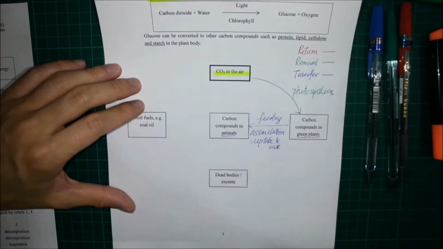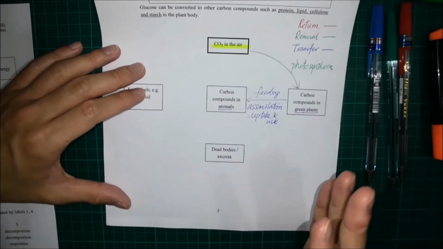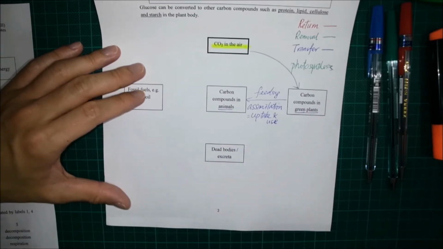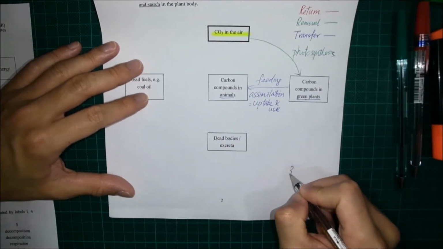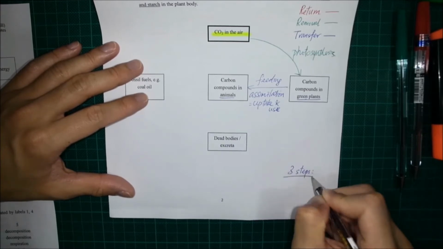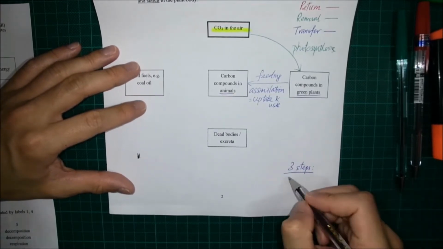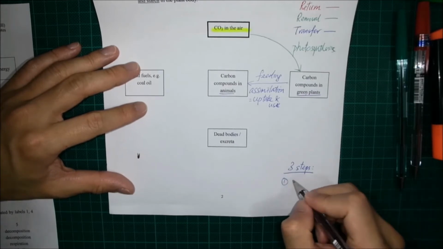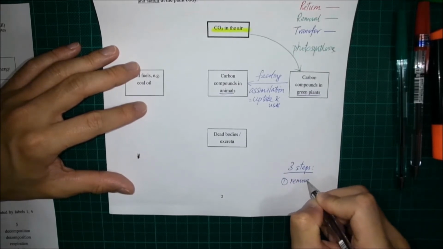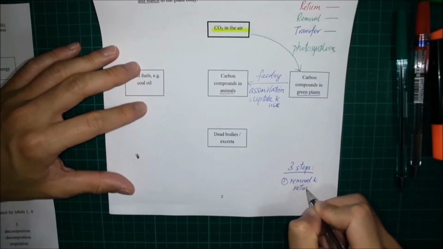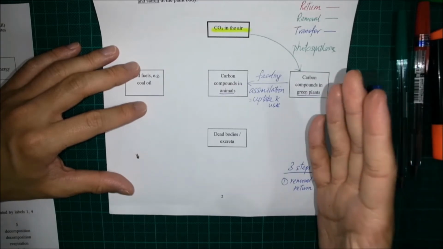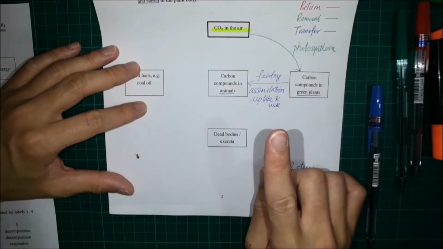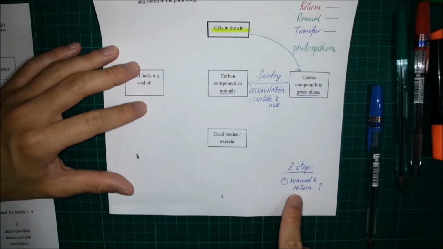So in this part, I would like to introduce the idea of how we can draw the cycle by ourselves. At least we have 3 steps for us to analyze the whole cycle. The first step is the removal and the return in a natural way. That means, in case all the organisms do not die, can the material be cycled in nature, in the ecosystem?